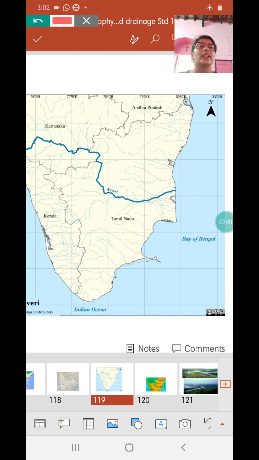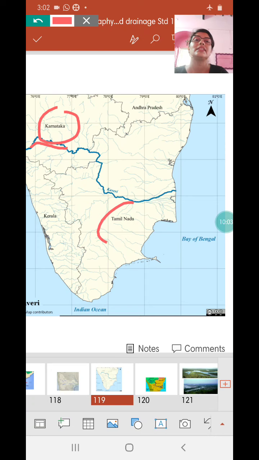So the first one that we studied was Ganga. First is Ganga, second was Godavari, third is river Kaveri, and fourth is river Krishna. So river Kaveri originating in Western Ghats in Karnataka, then it enters Tamil Nadu. So mainly it's flowing through two states. One is Karnataka and one is Tamil Nadu.